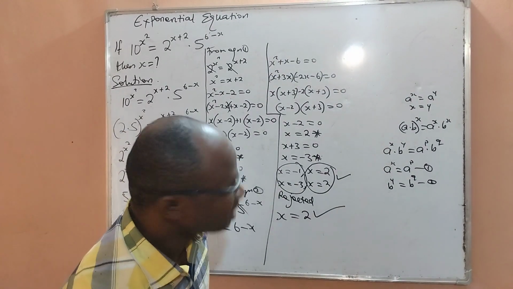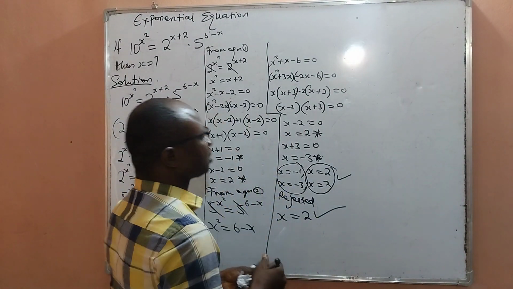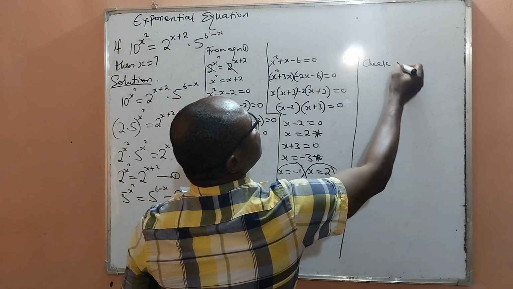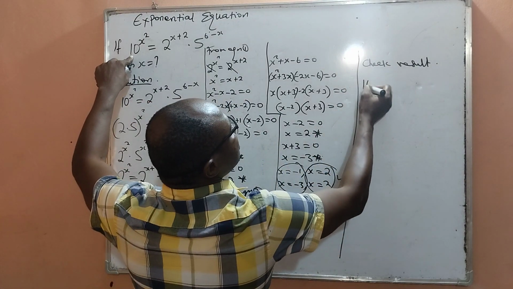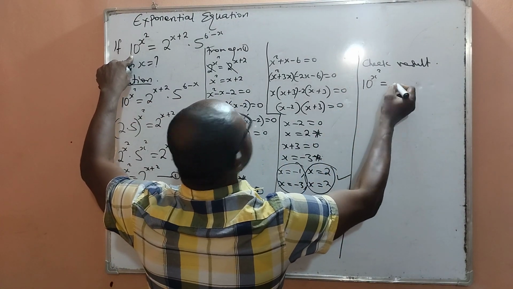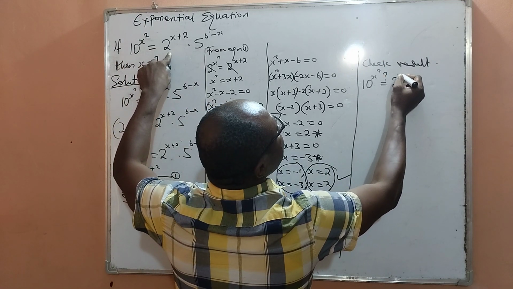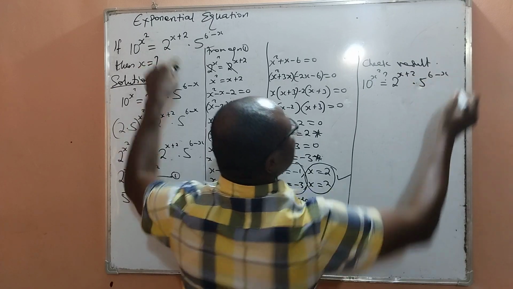Just a quick one in less than a minute. Let us check the result. Good. What does it mean? The equation is 10 raised to the power x squared. Is it equal to, from the value we got, 2 raised to the power x plus 2 multiplied by 5 raised to the power 6 minus x?